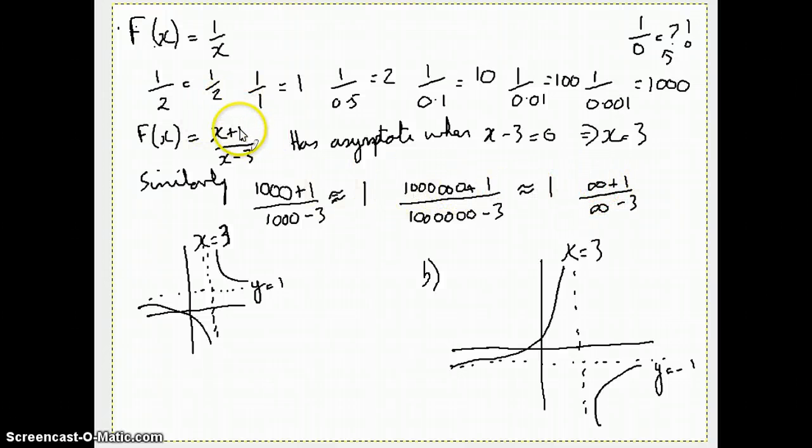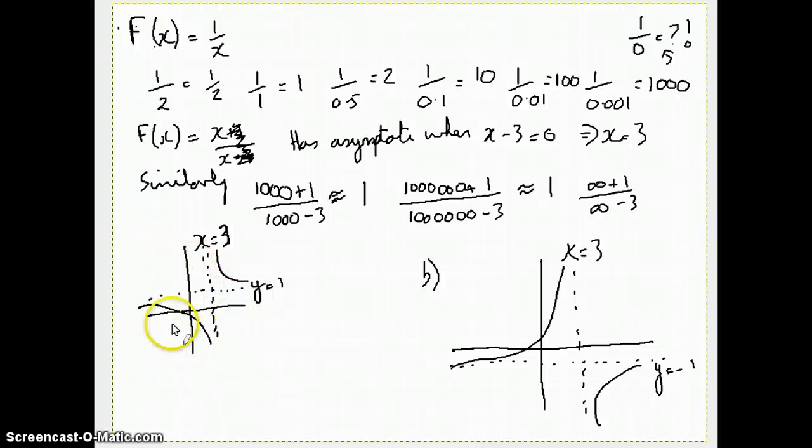So in effect, this 1 and the minus 3 don't really count when x gets really, really, really big. So we end up with just x divided by x, whatever this is divided by whatever this is. In this case, x divided by x is 1, so we have a horizontal asymptote of y equals 1. There's my two asymptotes, x equals 3 and y equals 1.